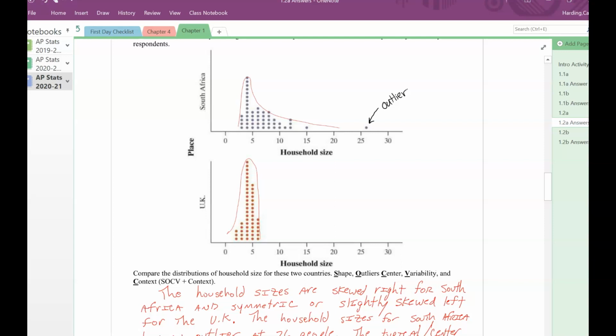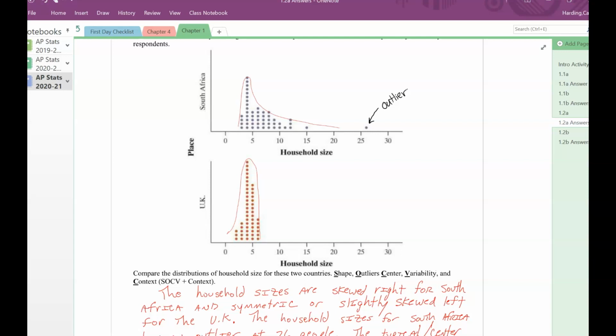For the centers of the household, if you look for about where the middle of the graph is, the center is about 10 for South Africa and 4 for the United Kingdom. Now, sometimes when we go over these numbers for center, people say, well, how do you know exactly where it is? Well, the exact center is something that we'll discuss later. For now, you're making an approximation. It should be fairly close. But if you said maybe 9 instead of 10, that's still a fair answer. And the variability is the spread of the graph.